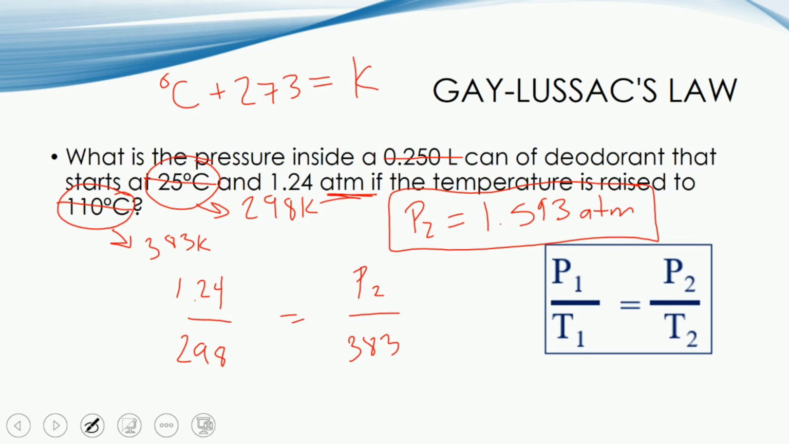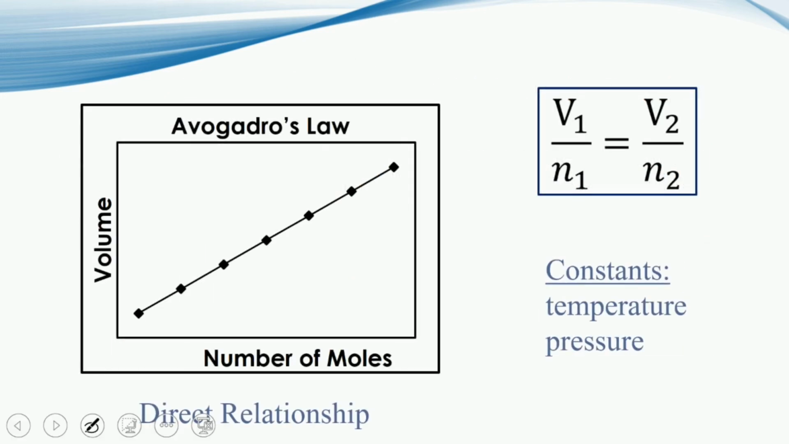Now, just as before in our lessons, always double check. You know that Gay-Lussac's law is direct. So let's look at what happened to the temperature. The temperature went from 298 to 383. So that means that the temperature increased. So we would expect the pressure to also increase. And let's look at our values. We started at 1.24, we ended at 1.593. So that would be true. And that's just a quick way of checking that your answers are correct. If for some reason the pressure decreased, then you know that the calculation that we completed was wrong. Let's move on to Avogadro's Law.